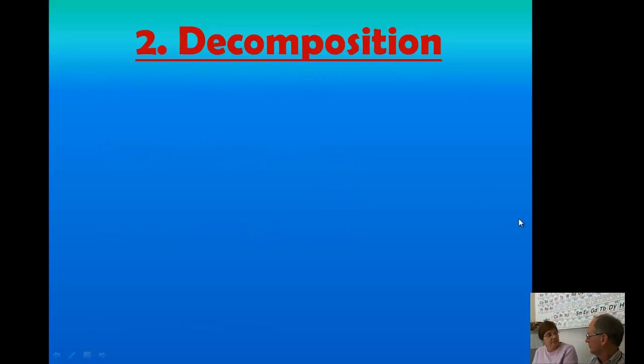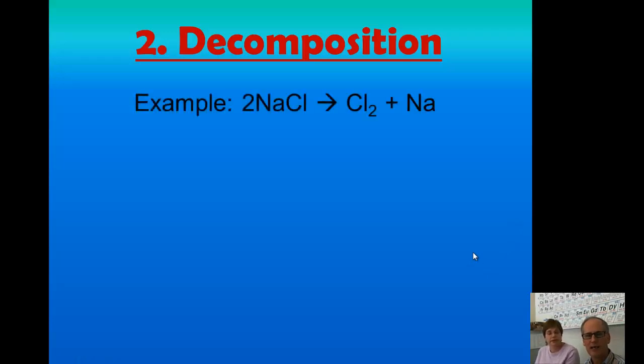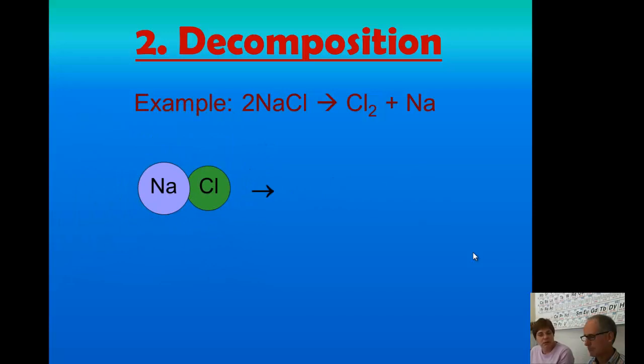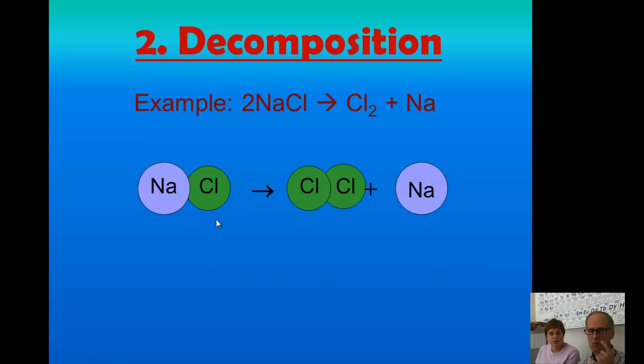The second type of chemical reaction is decomposition. Remember, it's the reverse of synthesis. So let's take that salt and break it into its original components, chlorine and sodium. So it'll look like this. What's going to happen is we're going to split that molecule just in half, and it's going to come out with chlorine and sodium.